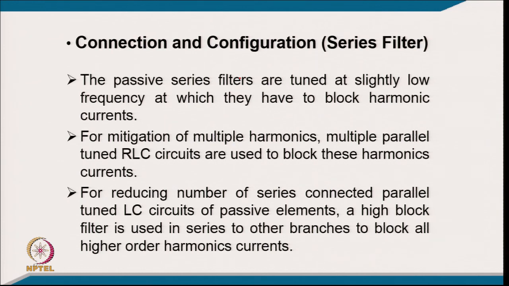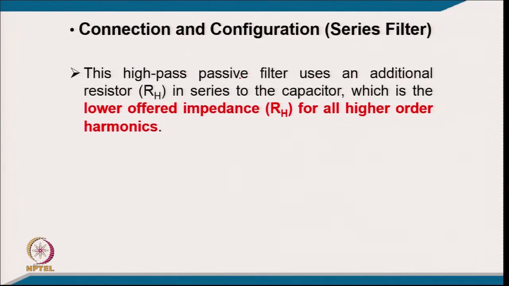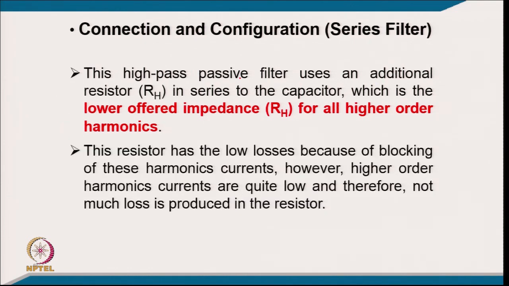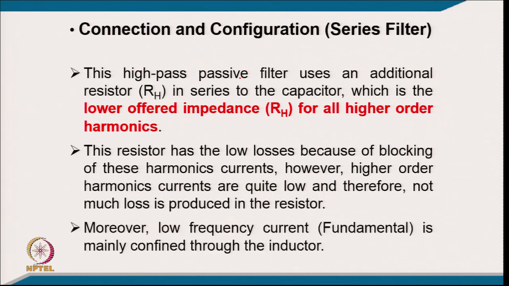Other harmonics can be affected in parallel. Typically the high pass passive filter uses an additional resistance RH in series with the capacitor, which offers a lower impedance, virtually RH, for all other harmonics. So this resistance is quite small, and you can call it a typically very high order impedance. This resistance has low losses because of the blocking of these harmonic currents. However, higher harmonic currents are quite low and therefore not much loss is produced in the resistance.